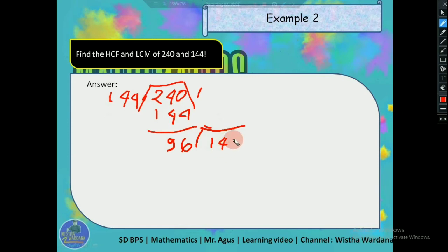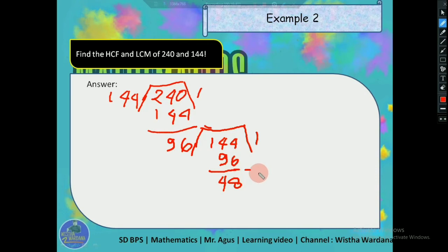So 144 is the dividend now. You have to find the multiple of 96 that is close to 144, and the answer is 1. 144 divided by 96 equal to 1 and the remainder is 144 minus 96 equal to, this one is 8 and this one is 4.